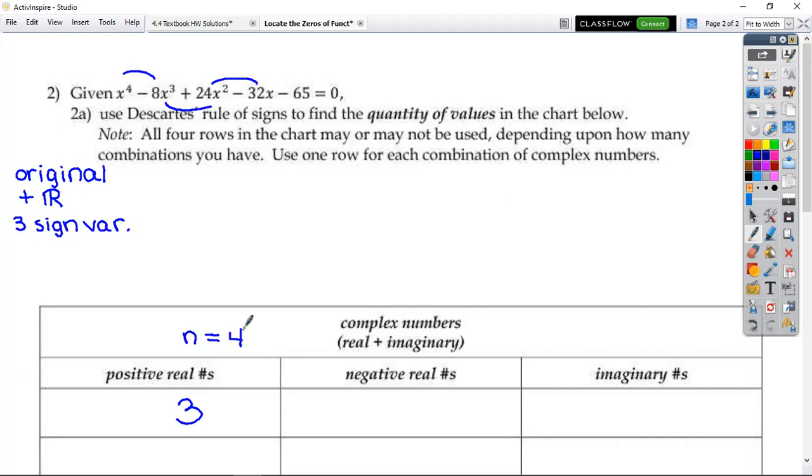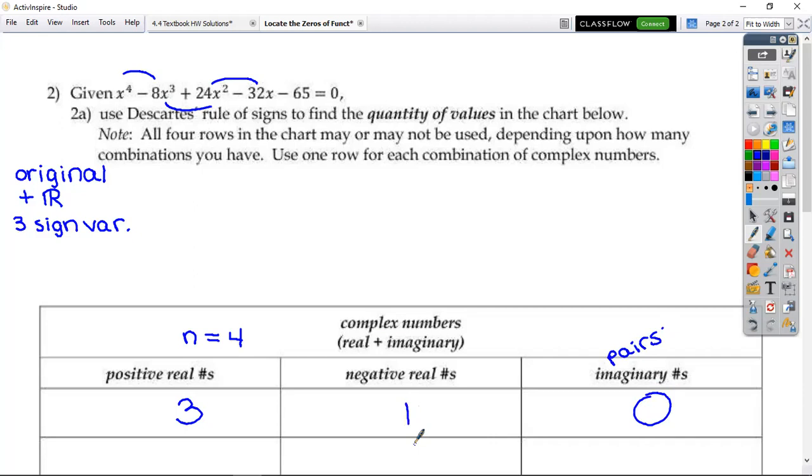Okay. So actually, you can fill in the rest of this row. If we get imaginary, don't they always come in pairs? So we can't have any, right? These have to be in pairs. What about negative real numbers? Could you have one of those? We're going to have to.